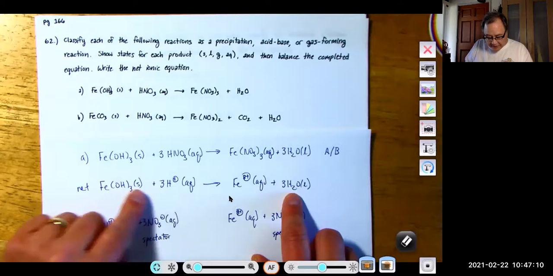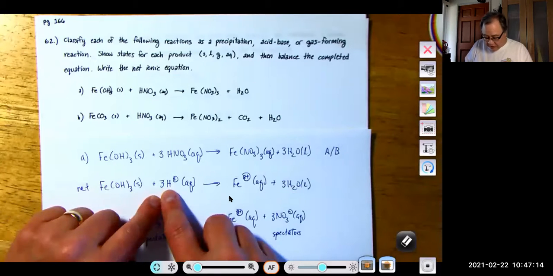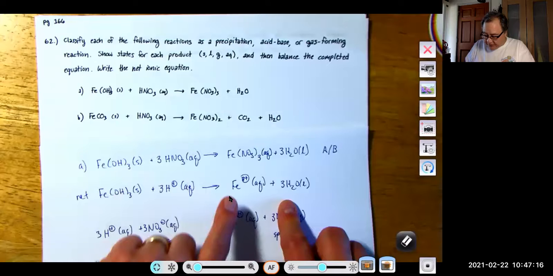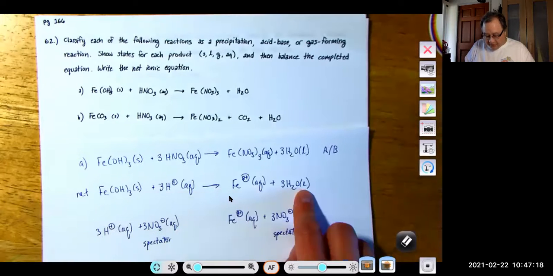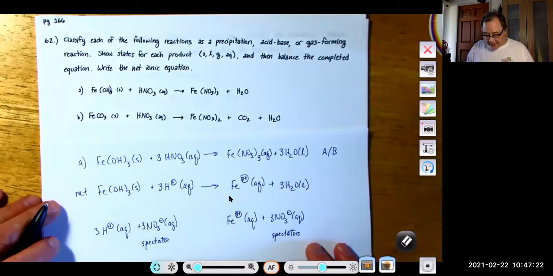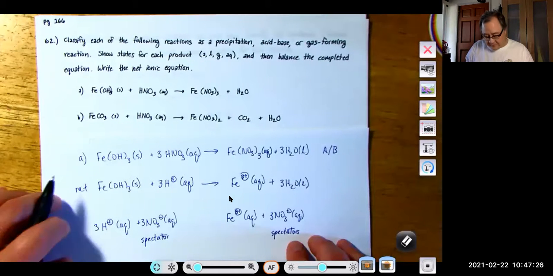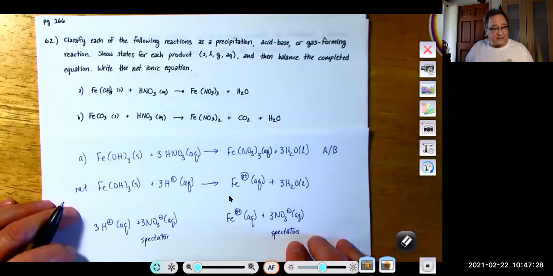Over here on the left, we have 0 charge, +1 for 3 of these, so +3 total. On this side, we have +3 and 0, so +3. So the charges match on both sides, as well as the number of atoms on each side of each type. So any questions about A?